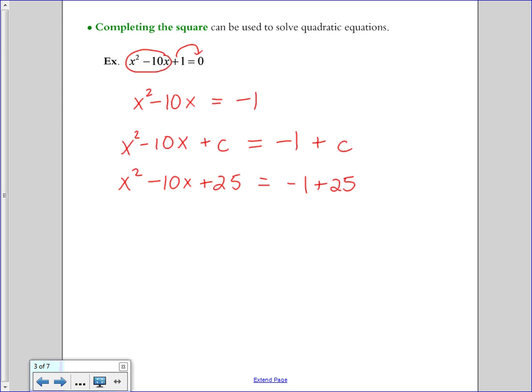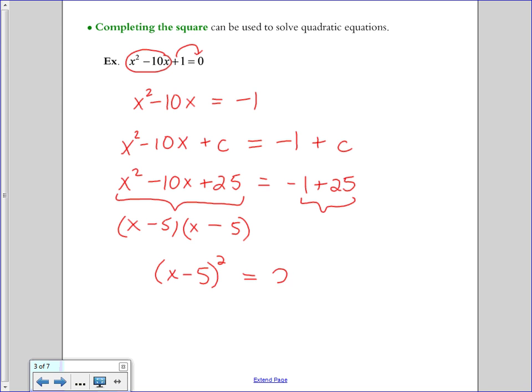We're going to factor what we just got into two parentheses, and you should always get the same thing twice if you chose that last number correctly. What multiplies to make 25 and adds up to negative 10 will be minus 5 and minus 5, which we're going to rewrite as x minus 5 to the second power. And then we're going to simplify what we had over here, which is just, oops, did that wrong. Negative 1 plus 25 is actually 24.